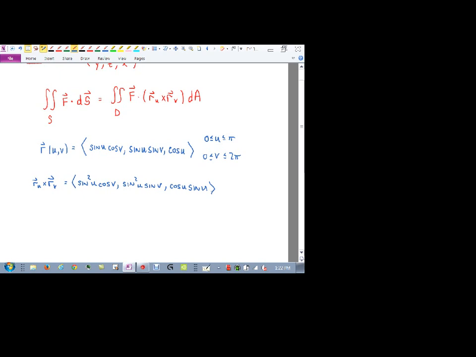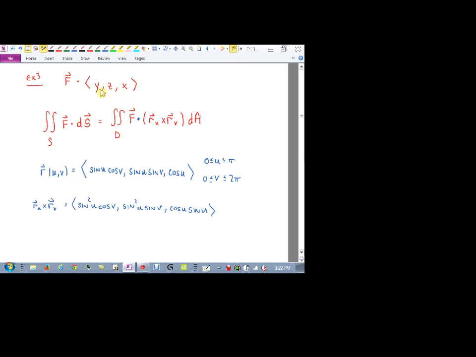And now what I need to do is take this vector and dot it with the vector field. Now the vector field is y, z, x. But whenever we just write F here, what we really mean is F evaluated where? On the surface. So I need to basically evaluate F at r, which means I'll replace my x here with what?